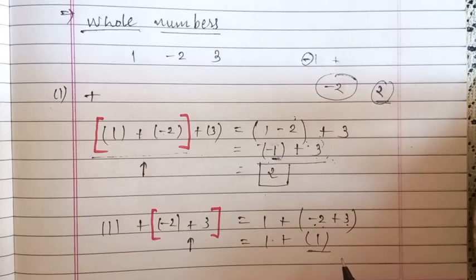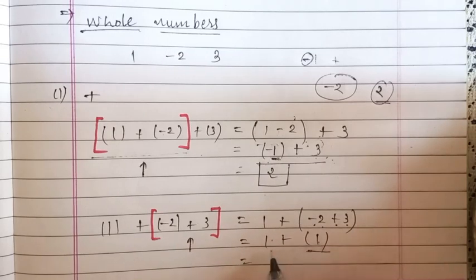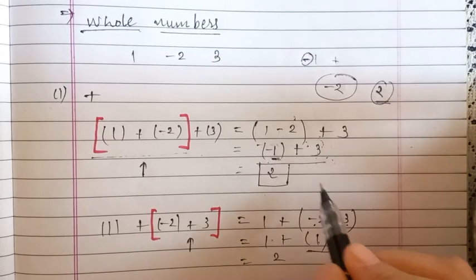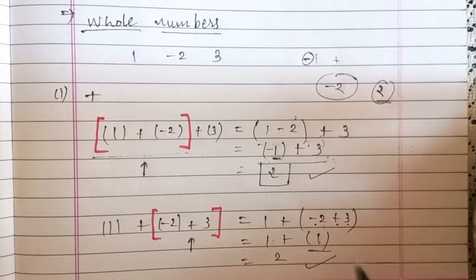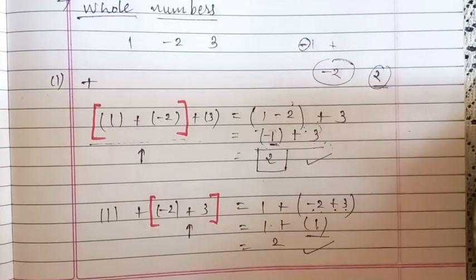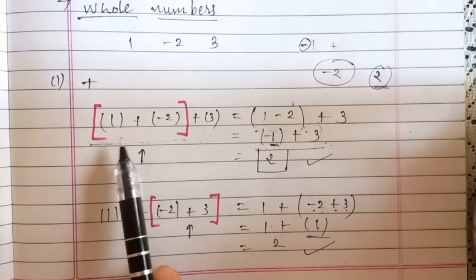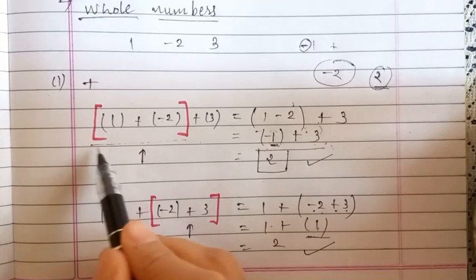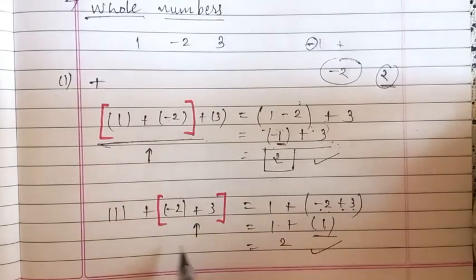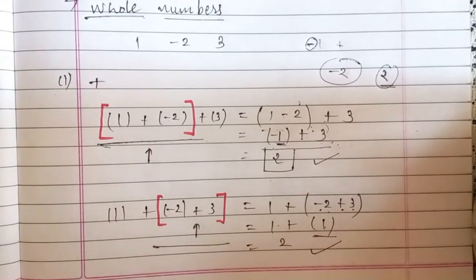Think about it. Yes, plus, because the bigger digit has a positive sign. So 1 plus 1 is 2. Here you see the answers are the same after making two different groups. Firstly we made this group, and secondly this, and the answer does not change.